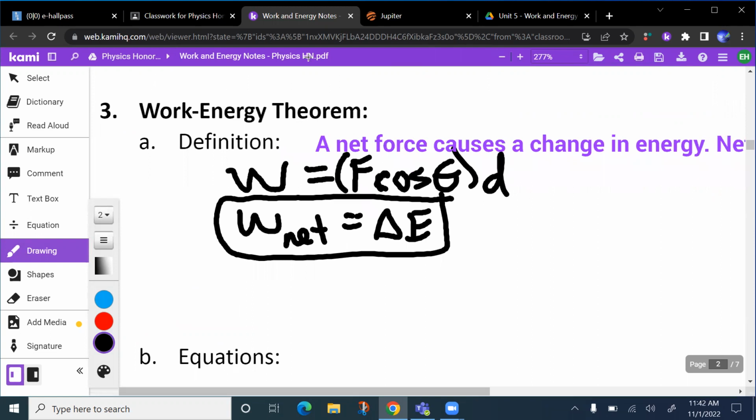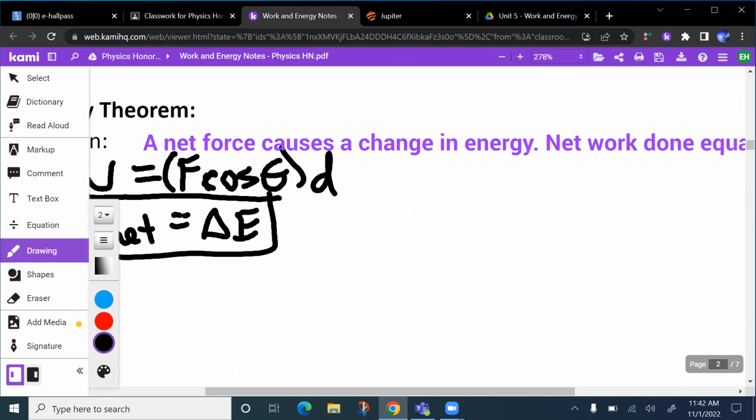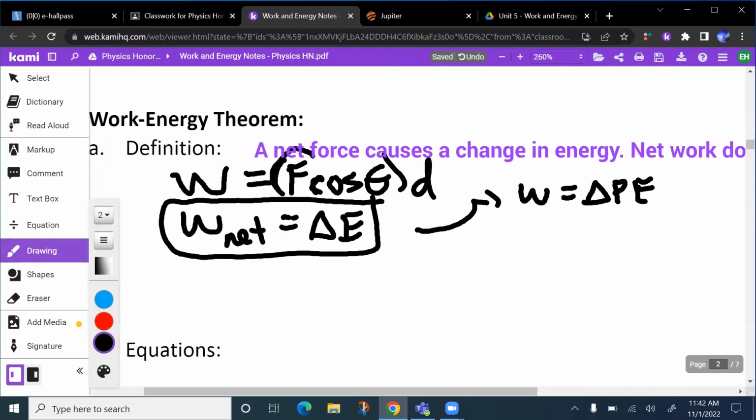Now, I write it as delta E because honestly, it could be the net work done to lift something. So for instance, you could really apply this a lot of different ways. Work could equal a change in potential energy. Remember, if you're applying work, think about what you're doing. You're applying a force over a distance, right? Now, if you did work to lift something, you would be changing an object's gravitational potential energy. So that's one way we could write it.